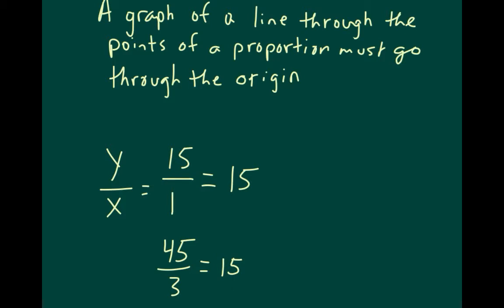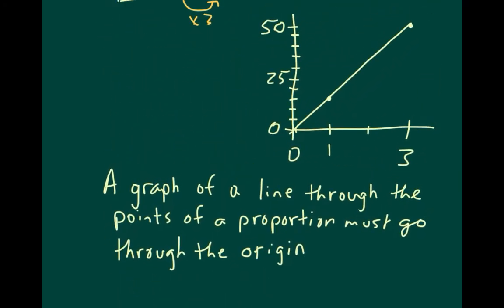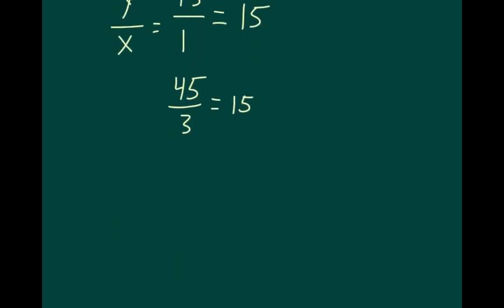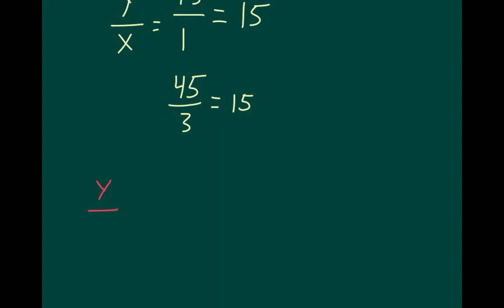So one way to tell if a graph is going to be a proportion is to go through and look at it, draw it: does the line go through the origin and through the points? The second way, and I'm going to switch to a different color, we'll do red for dramatic emphasis. I'm going to say y divided by x equals k. And k, they use that. K stands for the constant.